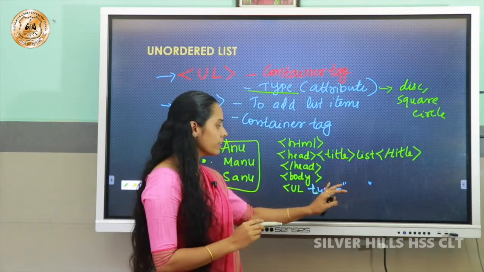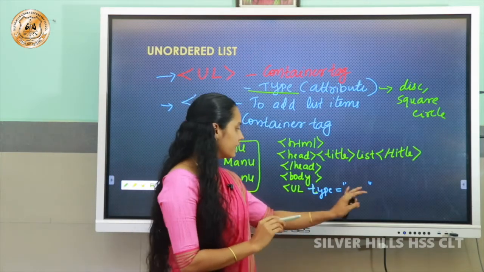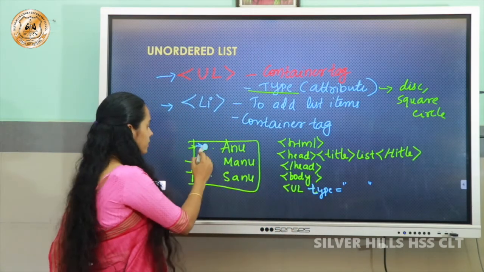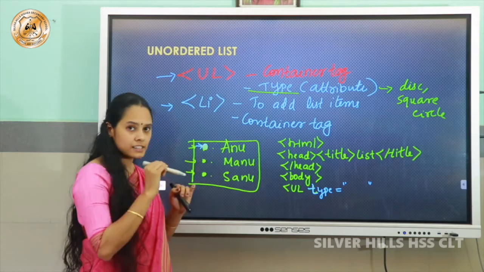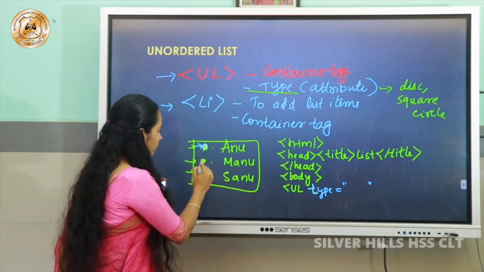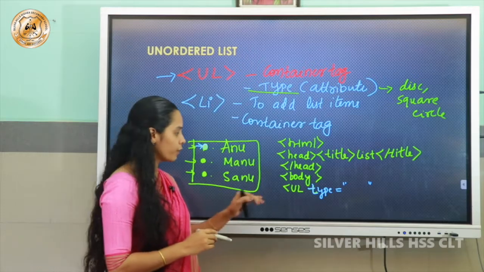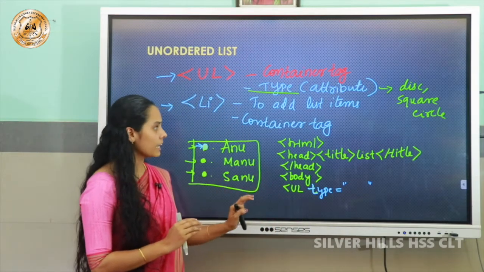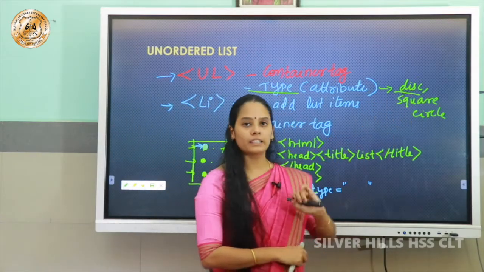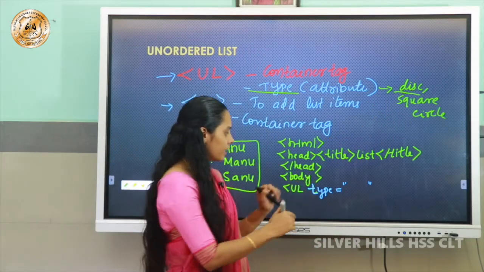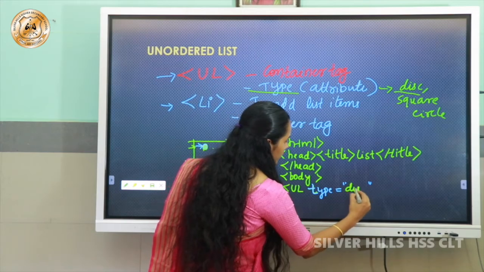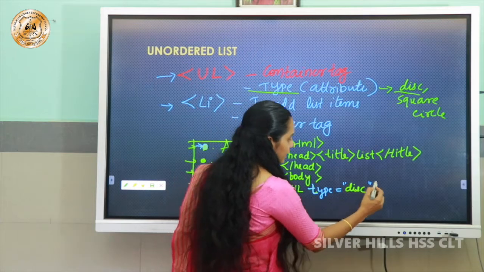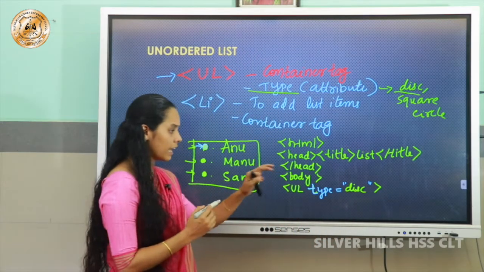So if you are not giving this type attribute, if you are not specifying anything like this, you are simply writing the UL tag, then automatically your list will display as this disk, this bullet points. It will display with this bullet points if you are not specifying the type attribute. So the default style of this UL tag is what? Disk. It will automatically come as disk. So I am here, first I will show you. If you want to write the value, you can write disk or square or circle. So here I am writing it as disk, and then close that angular bracket.